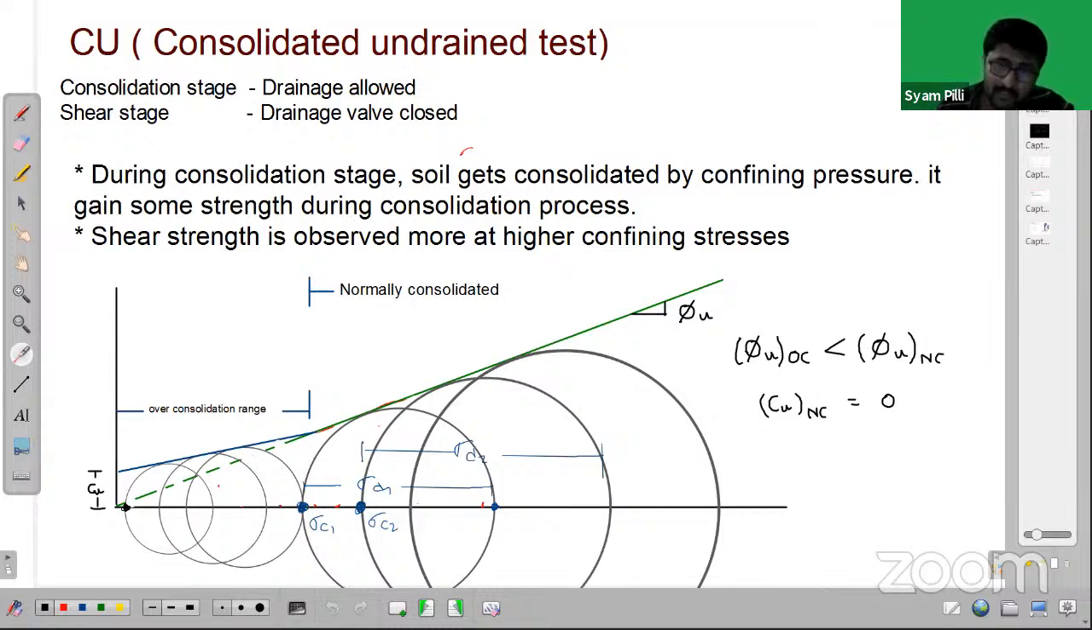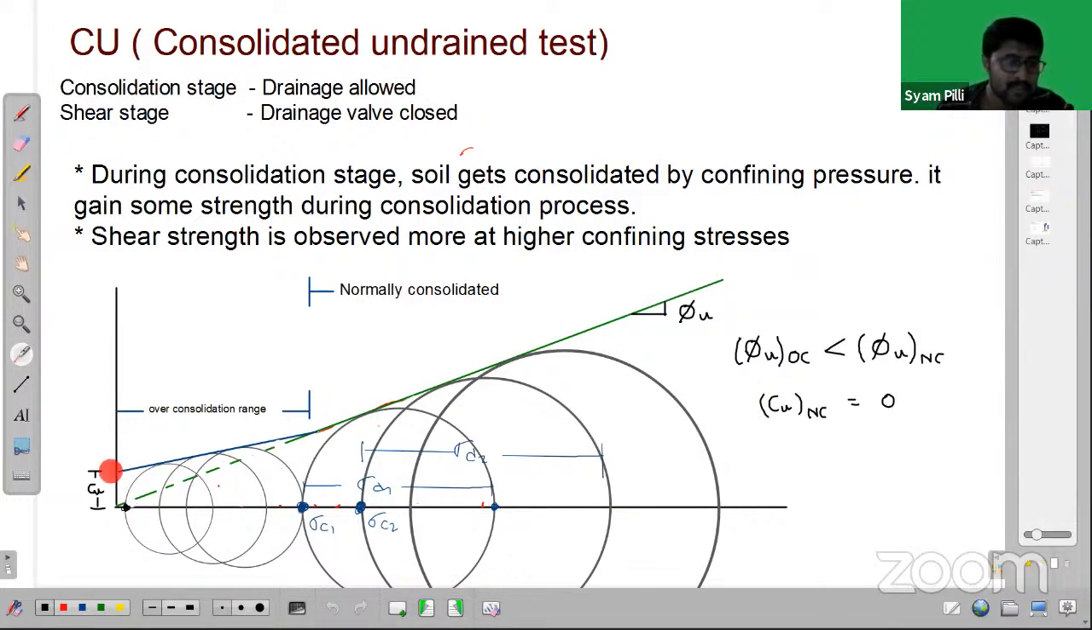So this is the normally consolidated soil. At higher confining stresses, soil behaves as a normally consolidated. So C value is 0. But if you are doing the test for over consolidated soils, right? So the soil failure envelope will be observed something like this, you know.